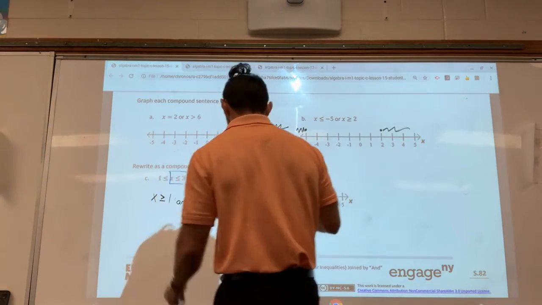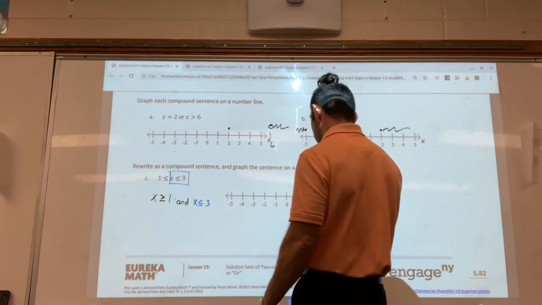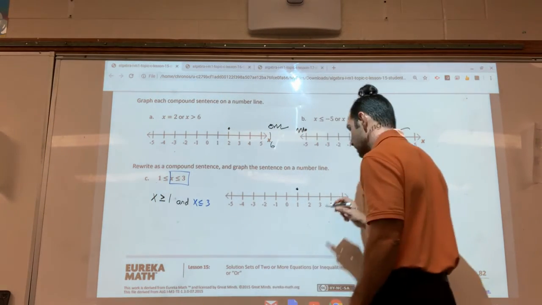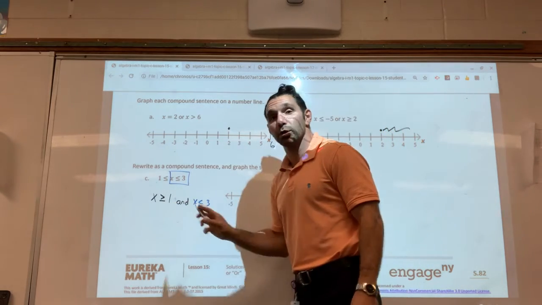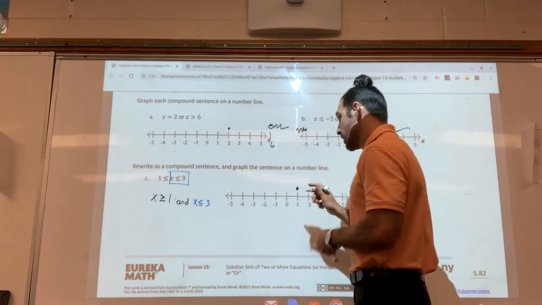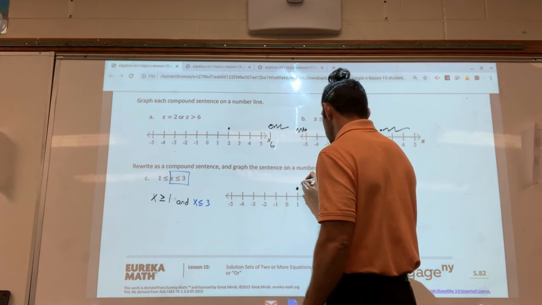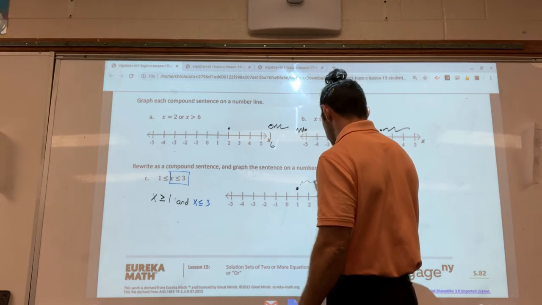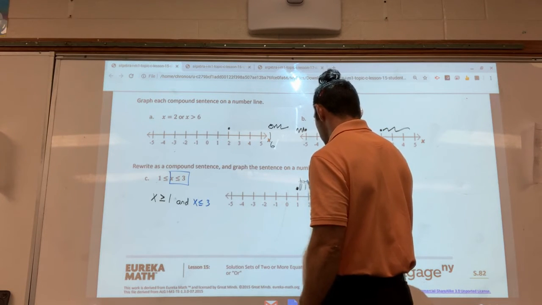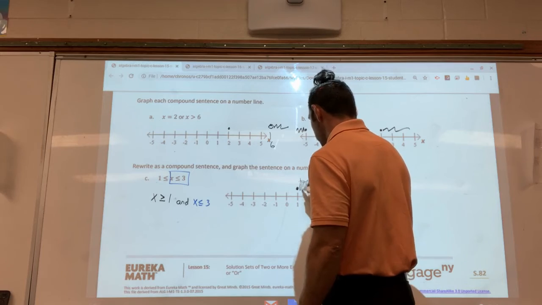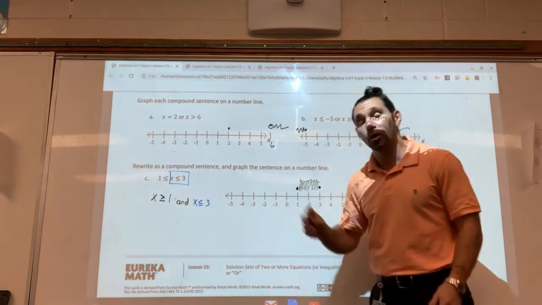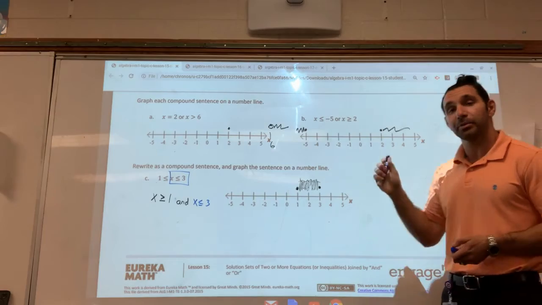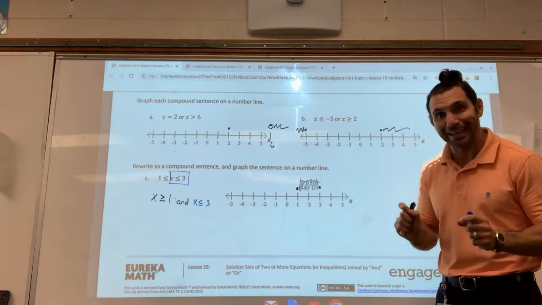Well, because it's greater than or equal to and less than or equal to, I'm going to put something at the -1 and I'm going to put something at the 3. Why? Because it's equal to those numbers. If it's greater than -1, it goes this way. If it's less than 3, it goes this way. So what's the area that I only want shaded? I only want shaded in between those. Why? Because those are the only things that work for that particular compound sentence.